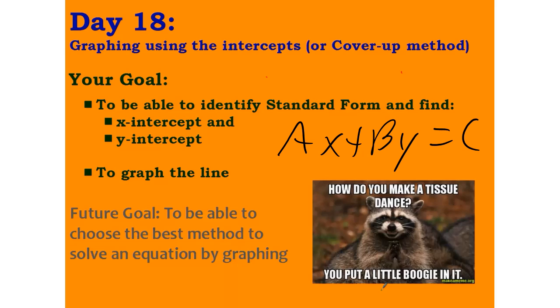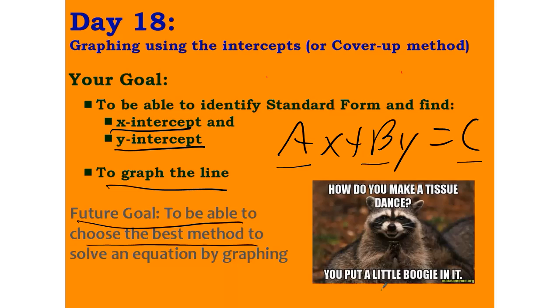Notice that x and y are on the same side of the equation, and the capital letters tell us that there's going to be no fractions. They're all integers. That's what the capital letters are telling us. So we're going to be finding the x-intercept and the y-intercept, and then graphing the line. And our future goal is to be able to look at an equation and choose the best method to figure out how to graph it.